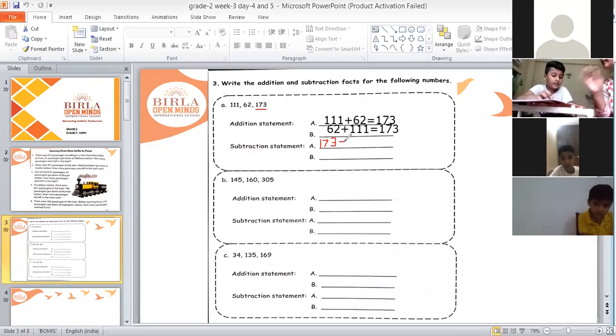Okay? Children, listen. While writing subtraction fact, always remember this thing. We will write the biggest number first, and after writing that biggest number, we will put minus sign. Okay? In next line also we will do this. Again, we will write here 173. Okay, I'm writing here 173 in the next line also, and I'm putting minus sign after that number.